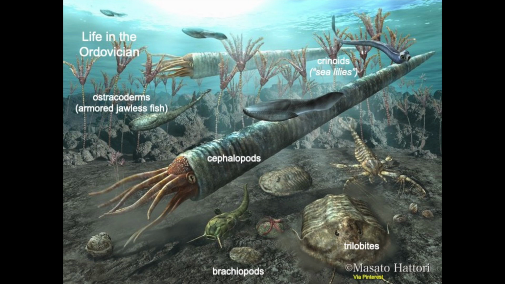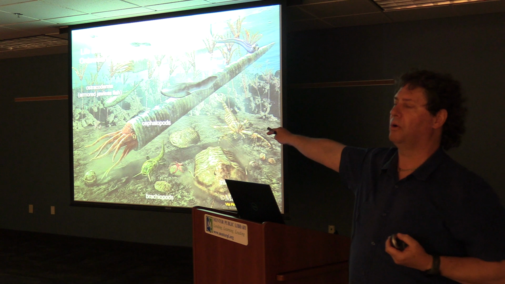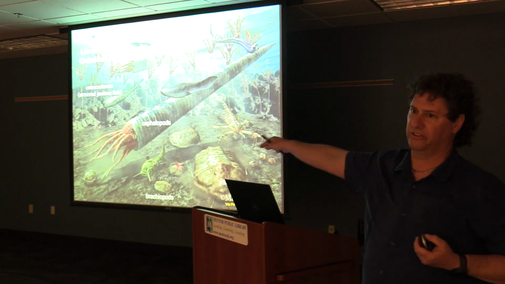And this is what the seas would have looked like. Very different from what you see in the seas today. In fact, one thing I'll point out right now is you don't see a picture of land. Why? Because when Ordovician rock was laid down, there was no life on land at all. No plants, no animals, nothing. It was a barren landscape. That's how old the Ordovician rocks are. No life on land. All life was in the sea.